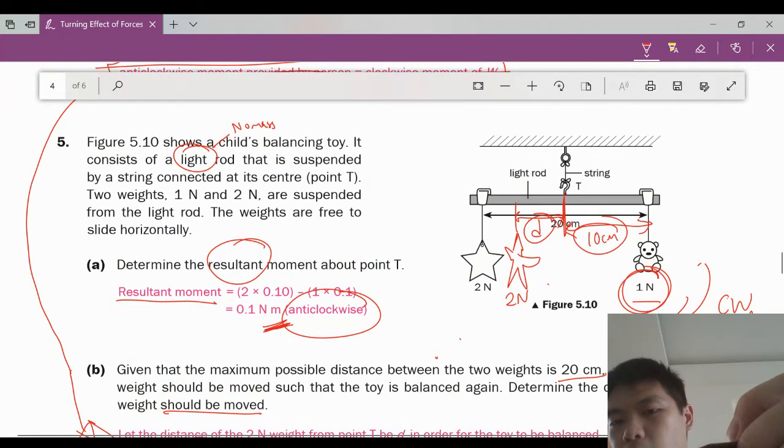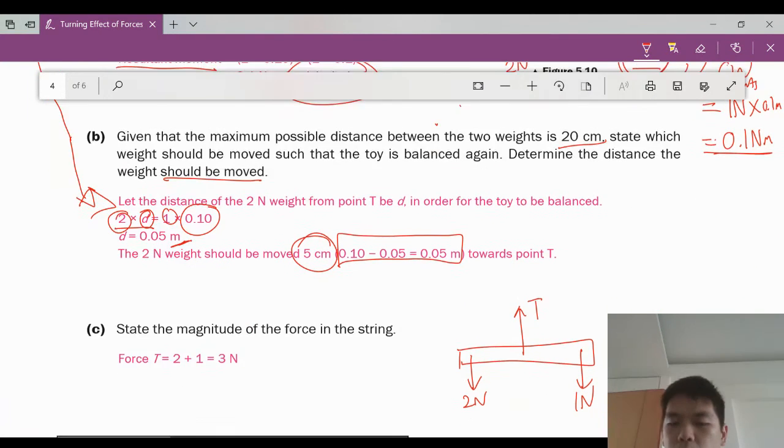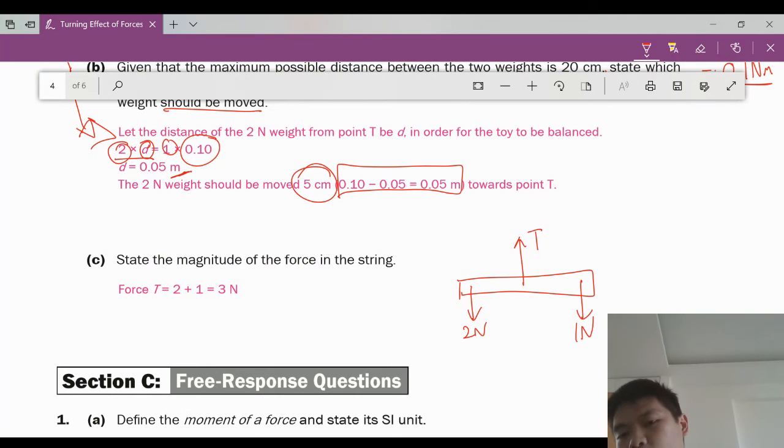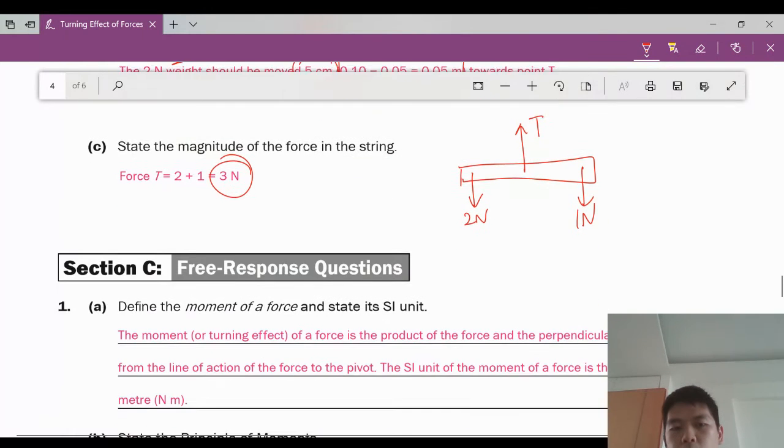It is balanced by a string, which is T. So they ask you, if this is 2 Newtons downwards, 1 Newton downward, what should T be? They are balanced, right? So the vertical forces are balanced. So T will be equal to 3 Newtons, 2 plus 1, because it must be balanced up and down. Okay, so that's the tension in the string T.